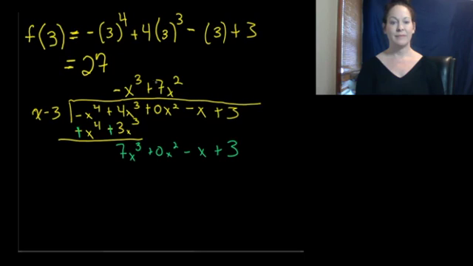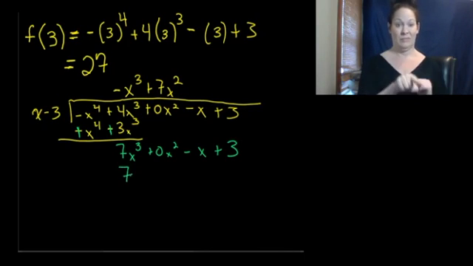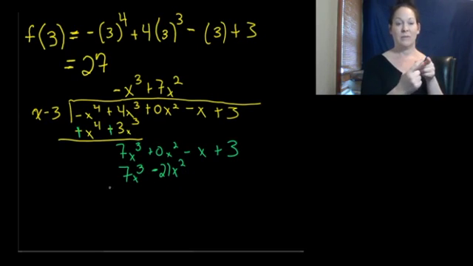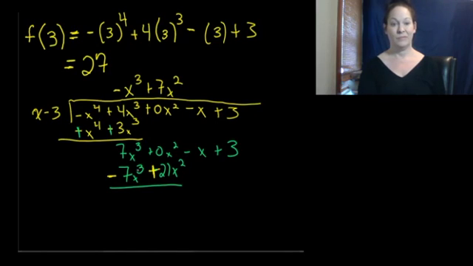Alright, so I'm going to multiply the 7x squared back through this. So 7x squared times x is 7x cubed. 7x squared times negative 3 is negative 21x squared. I'm going to subtract. So I changed my signs. If I did this right, this leading term will cancel out. And I get 21x squared minus x plus 3.